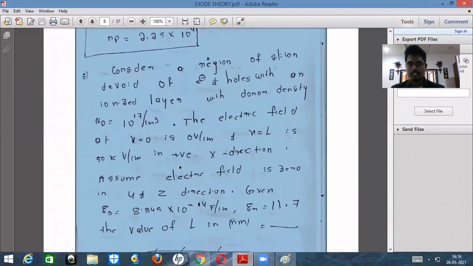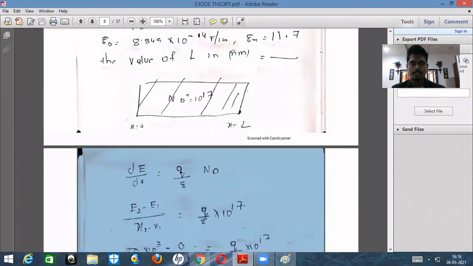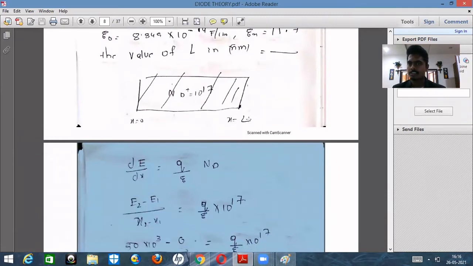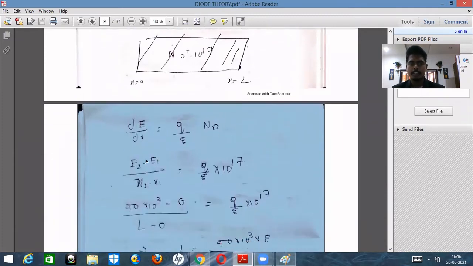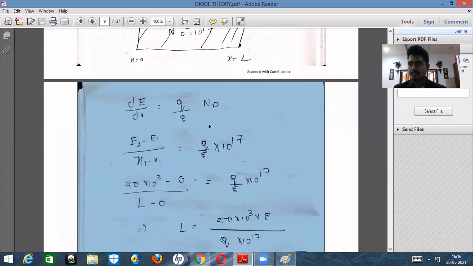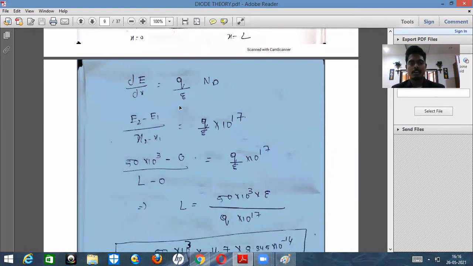So consider that you have seen the problem and you can see the solution over here, right? So here Nd is 10 power 17 and here x is equal to 0 and x is equal to L. So dE by dx is equal to q by epsilon into Nd. You can also use the second formula, but we need to use minus q by epsilon into Na, and in place of Na, ni square by Nd, in that case. Okay, so that is not recommendable, right?